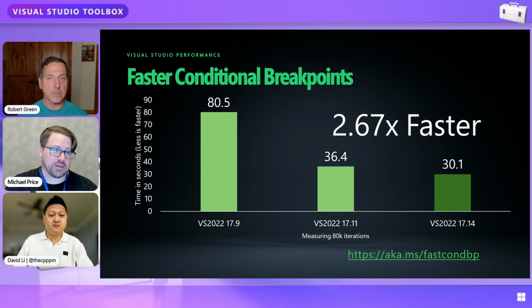So in our test case where we were measuring 80,000 iterations, the time it took to get through all of those checks was about 80 seconds. But in the newer versions, that only takes 30 seconds. So we really shaved off more than half of that time for your conditional breakpoints, which just means your debug cycles will go even faster than they did before. And you can read more about it in our blog, aka.ms/fastcondbp.